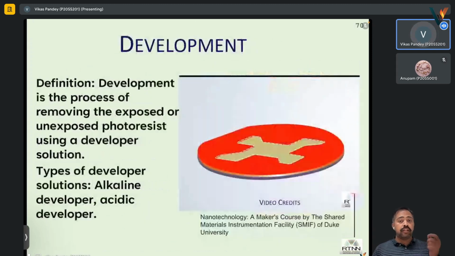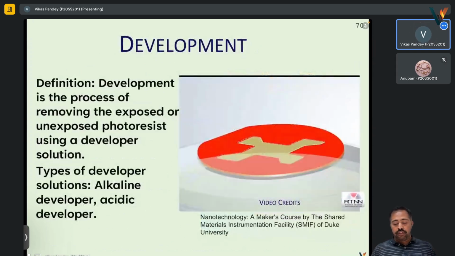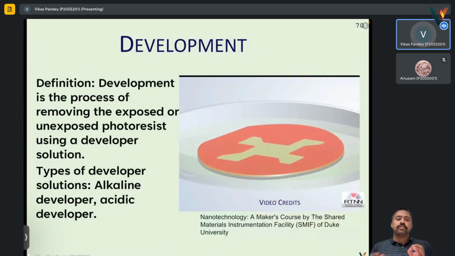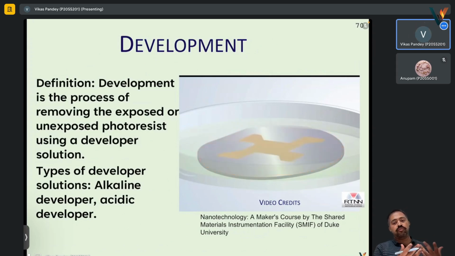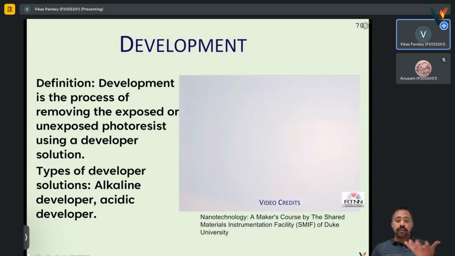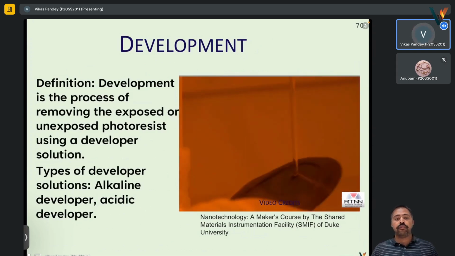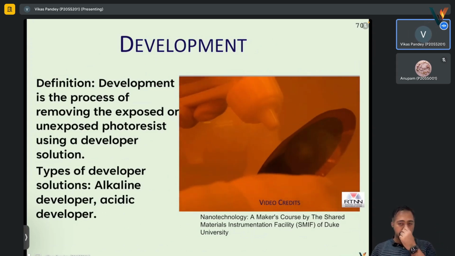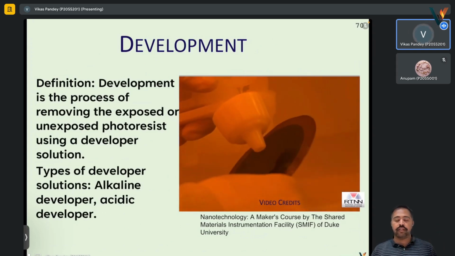Next comes developing it to get our pattern. So a developer is a solution that is specific to our photoresist that can remove the exposed or unexposed area based on the type of photoresist. If it is positive, it will remove the area that is exposed. In case it is negative, it will remove the area that is unexposed. Okay, so it is dipped into it, and then we will see our pattern. Then we will wash it and then dry it, and we will get our pattern.